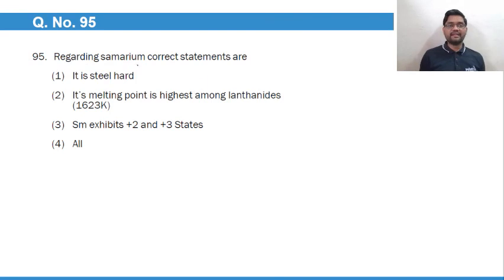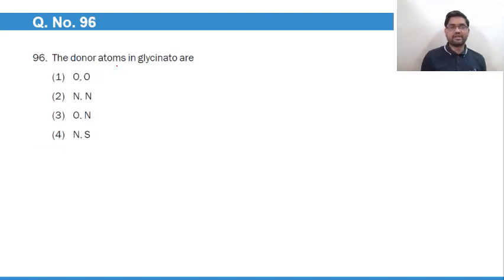95. Regarding samarium, the correct statement: it is steel hard, true. Its melting point is highest among the lanthanides, true. Exhibits +2 and +3 oxidation states, true. All three are right, so we'll go with 95, option number 4. 96. The donor atoms in glycinato are nitrogen and oxygen. So that is the answer.